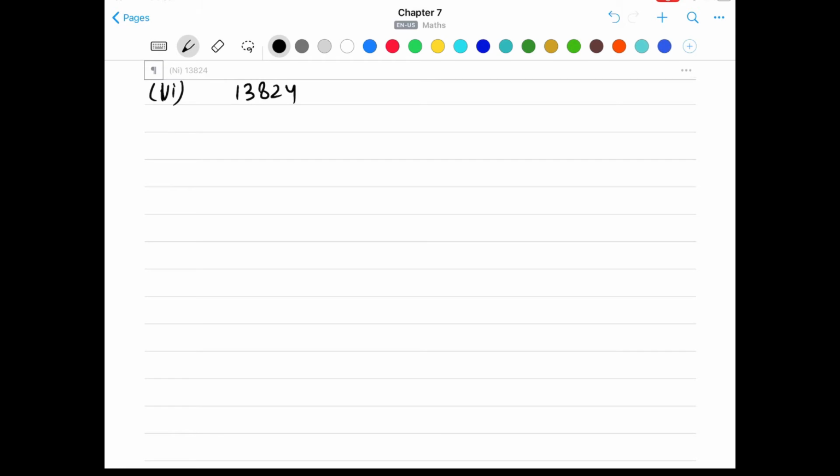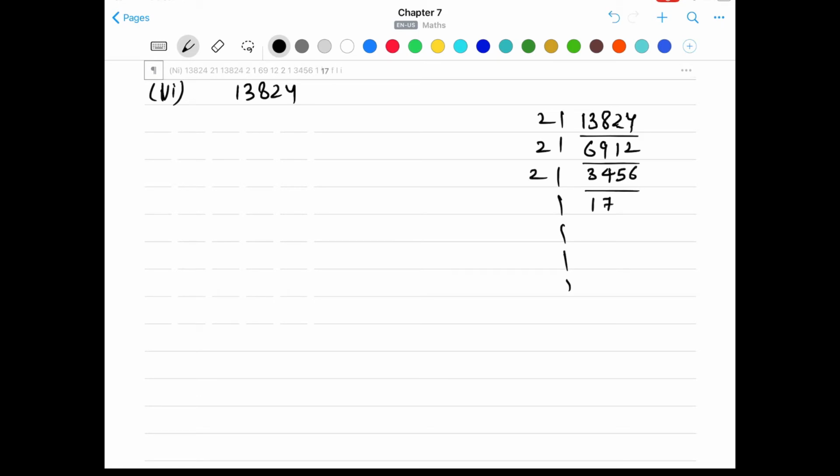So let's first find its prime factors, that is 13824. As you can see, this number is an even number, so it can be divided by 2. So we'll get 6912. Again dividing by 2, we'll get 3456. Again dividing by 2, we'll get 1728.